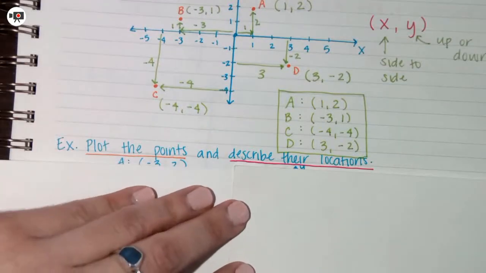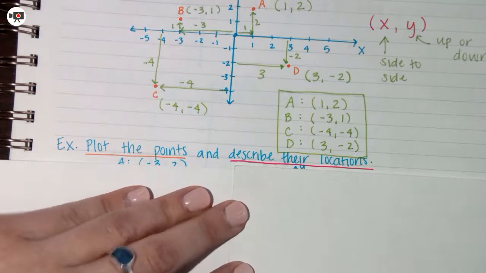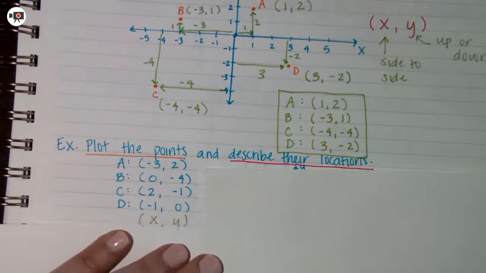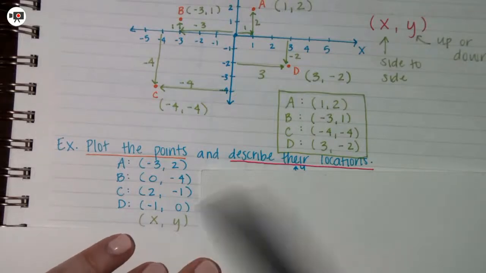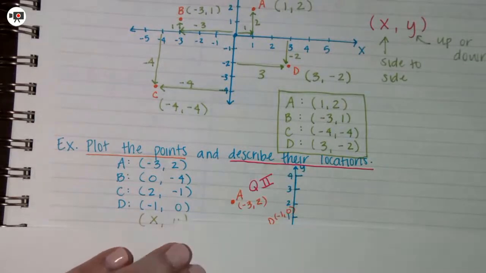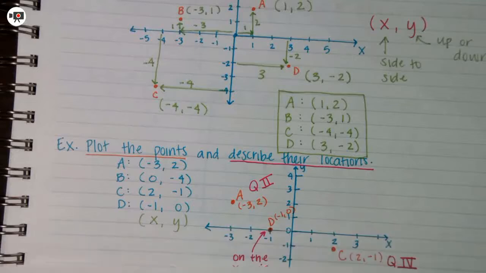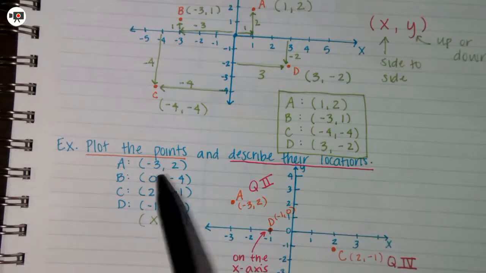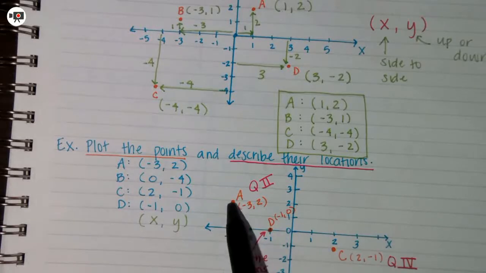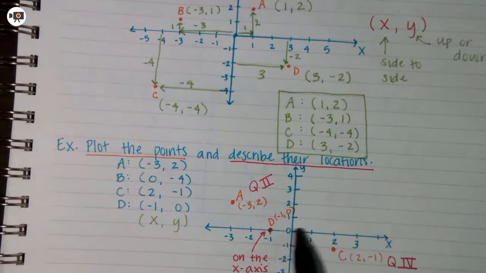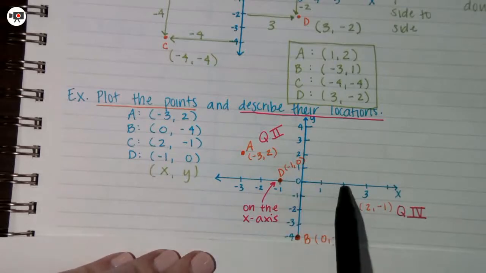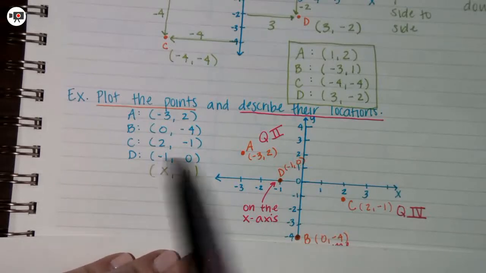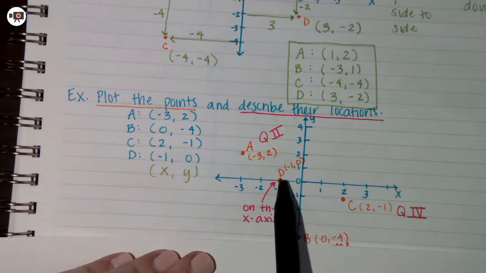Now we're going to do the opposite. We're going to plot the points and describe their locations. So if I'm given these points, A, B, C, D, and I know that they are X first, Y second, then you are going to make your coordinate plane, and for A, you go to the left 3, up 2. For B, you go side to side 0, but down to negative 4. For C, you go to the right 2, down 1, and D is to the left 1, up 0.